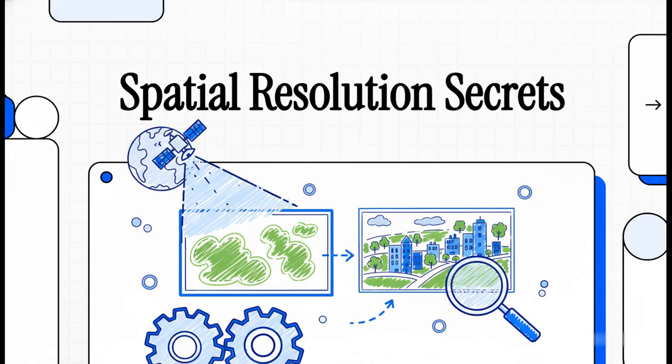All right, today we're going to zoom way in on the science behind those satellite maps you use all the time. We're going to unpack one single but absolutely critical concept: spatial resolution. It's the secret that really controls what we can and can't see from space. And by the end of this, you'll get it.